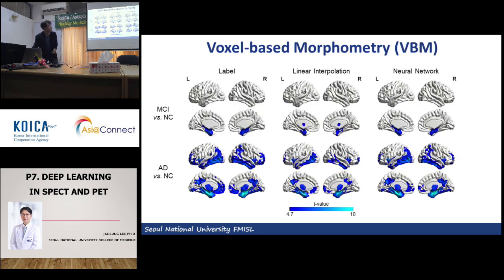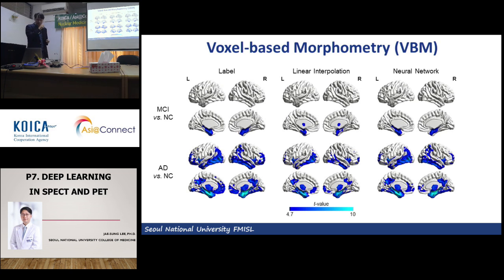And this is the group comparison of the voxel-based morphometry between the MCI patient and the normal controls using the original 3D MRI, linear interpolation, and deep learning output, and they look quite similar. And this is the comparison between the AD patient brain and normal control for voxel-based morphometry, and the original 3D MRI and our deep learning output produce almost the same.